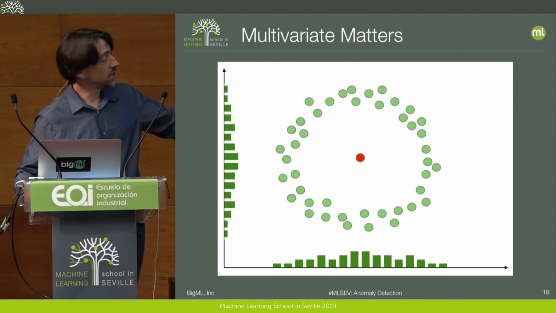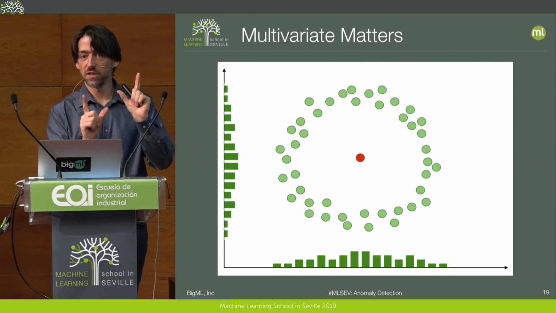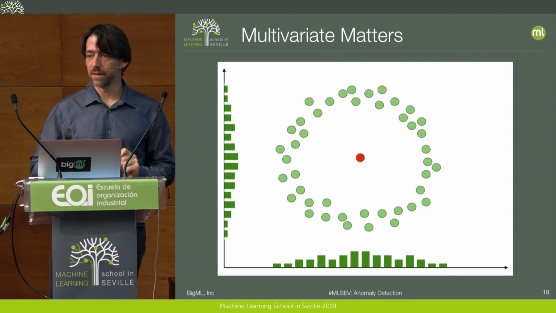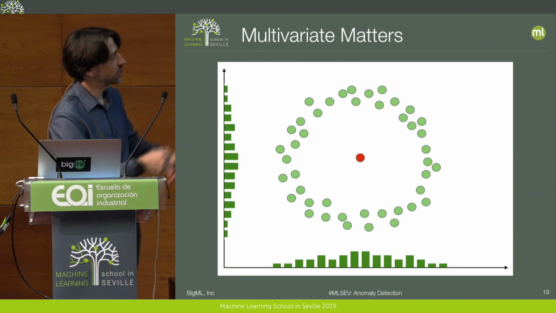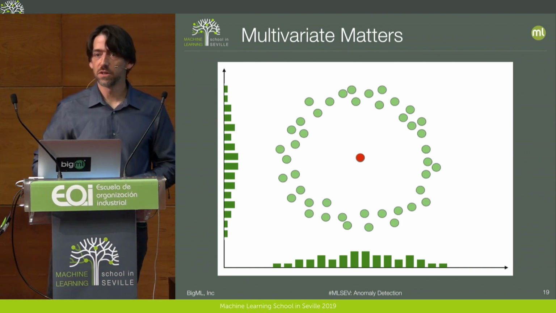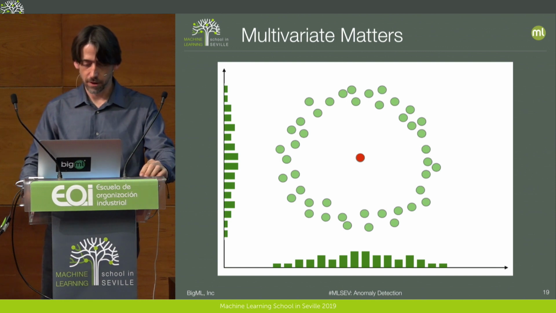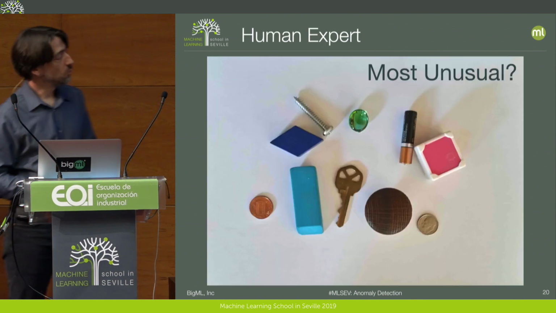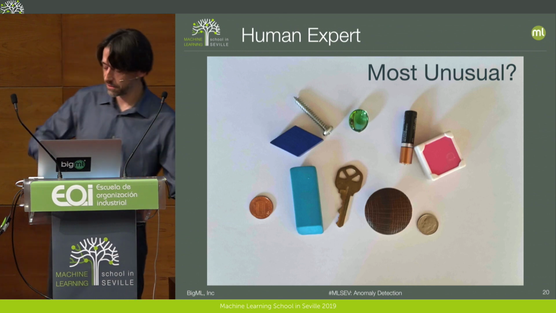This data point is only unusual in 2 dimensions at the same time. It's a multivariate anomaly. There's no handy projection for those coordinates that will tell you that's an anomaly. All right? So let's go back to the human experts. Same pieces. Which one of these is the most unusual?